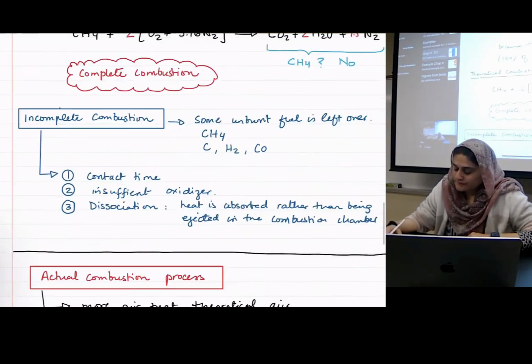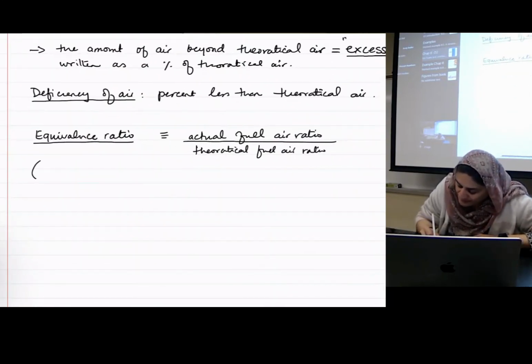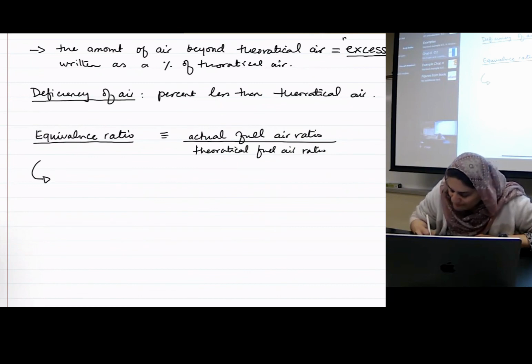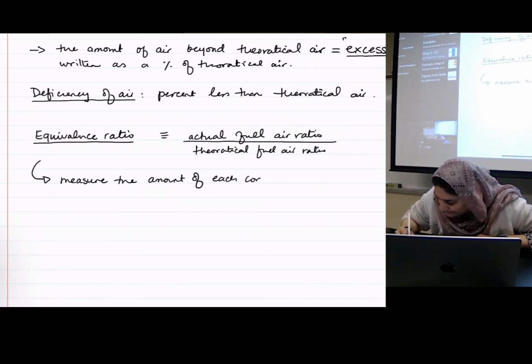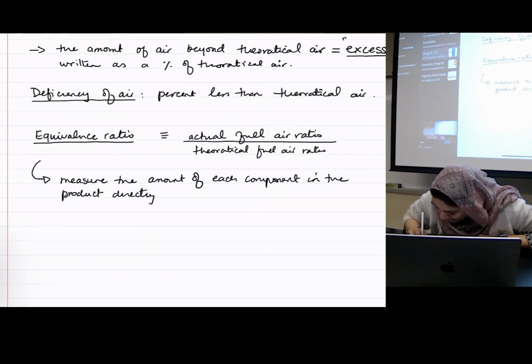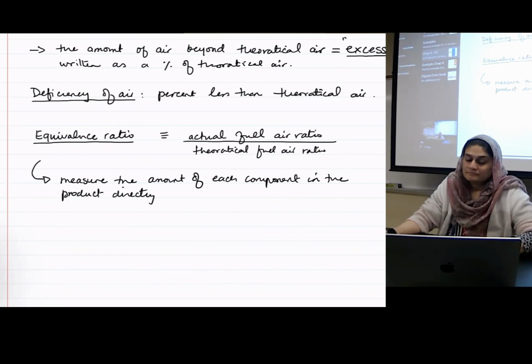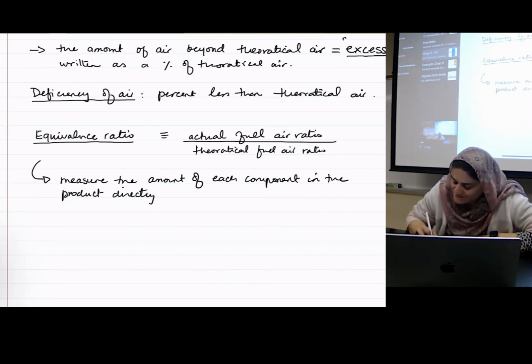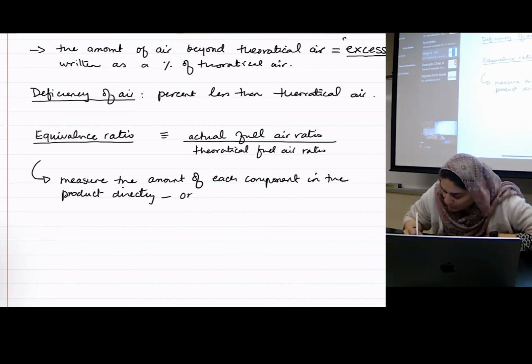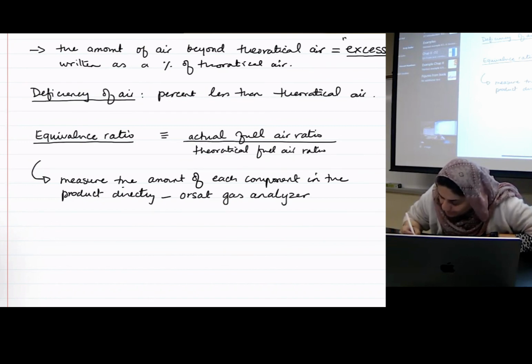So the only option that we are left with is to measure the amount of each component in the product directly. And the device that's used is called Orsat gas analyzer. Oh, the O should be capital.